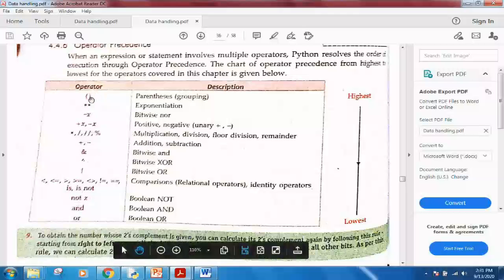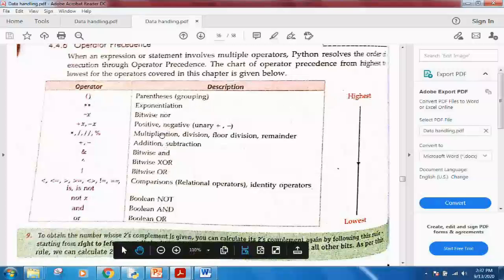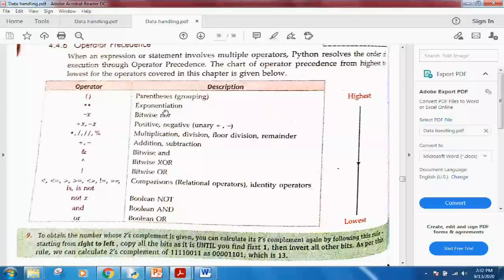See, this table is given in this book, in which there is a list of operators. You can see that the bracket or grouping is at the top level. It means it is the highest priority. This table has listed all the operators according to their priority order. Similarly, exponential is the next operator. Then we have bitwise operators, then the multiplication and division operators.